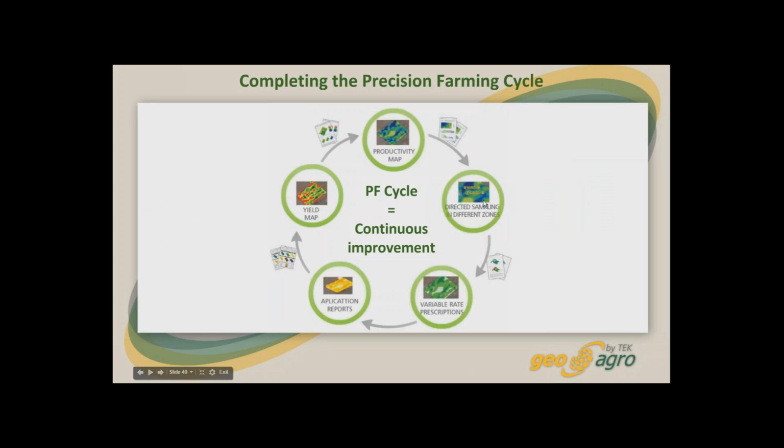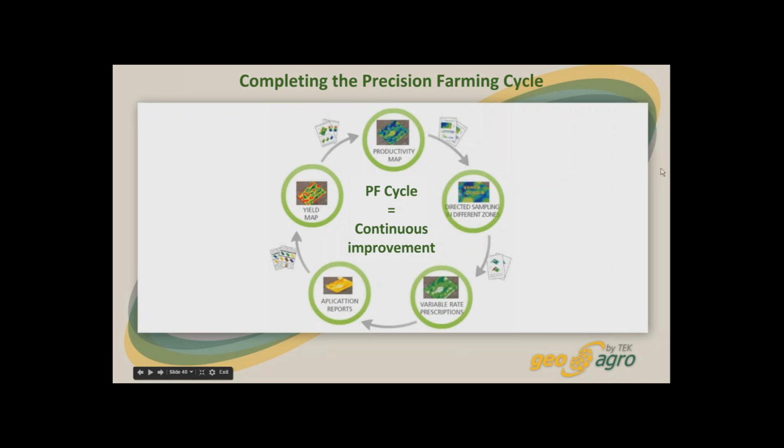So in summary, we strongly believe in this cycle, where it's an integrated approach, where we are going to think in terms of management zones, starting with the productivity map. We can have different protocols in order to make definitions of what is going to be applied in different zones. Based on that, we can do variable rate prescriptions. Based on that, we can also do the application reports.